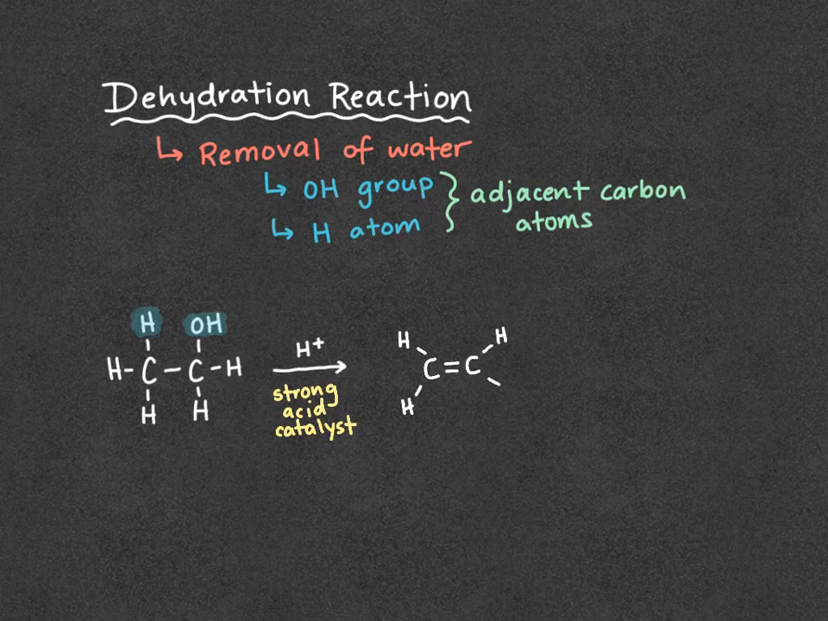And we'll be left with ethene. And then our inorganic byproduct is going to be water. So that hydrogen and that hydroxyl group are going to bond to form water.